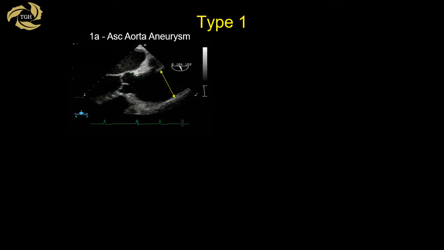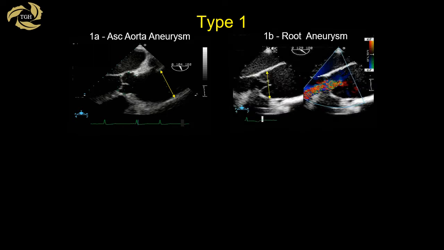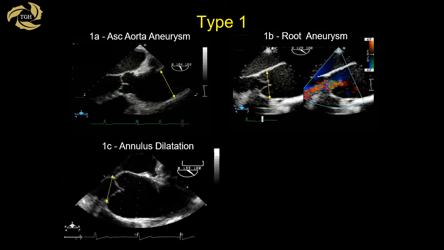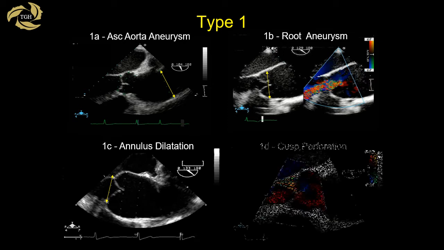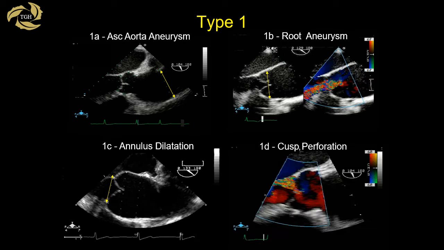Examples of type 1 pathology are shown in these stills. Type 1 typically would be an ascending aortic aneurysm with or without AI. Type 1b, a root aneurysm, includes dilatation of the sinuses and STJ with central aortic insufficiency. Type 1c, dilatation of the entire root from the annulus to ascending aorta. Type 1d may include root dilatation with fenestration or perforation.